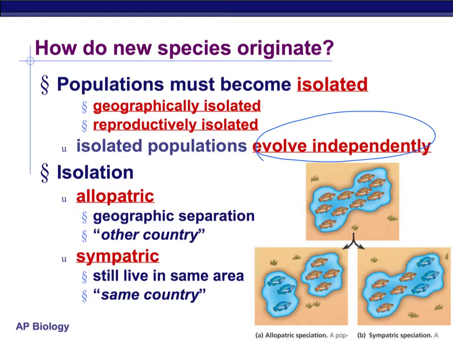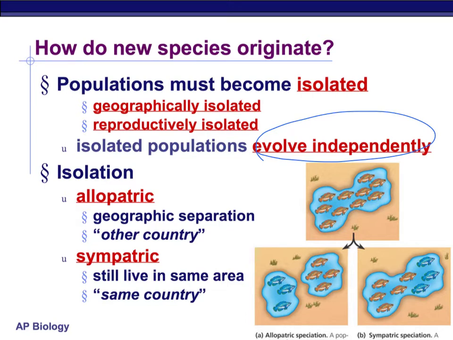So we can take isolation and break it down into two main topics, allopatric isolation and sympatric isolation. I like to think of them as living in a different country or living in the same country. So allopatric isolation is pretty much geographic separation. We've moved to a whole other country. We can't actually reproduce because I live in Spain and you live in Germany. Whereas with sympatric isolation, we still live in the same country, but for whatever reasons, we no longer identify each other as being potential mates or being members of the same species.